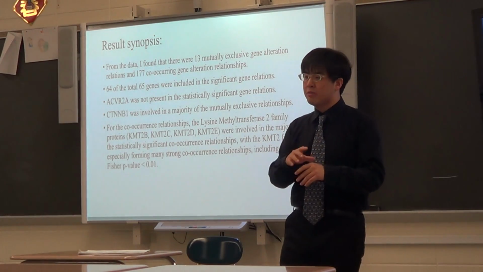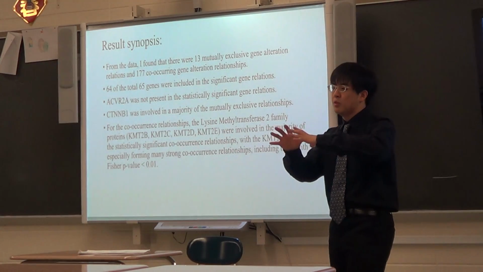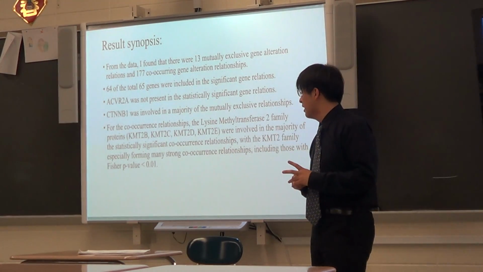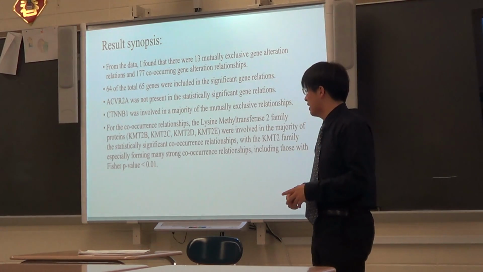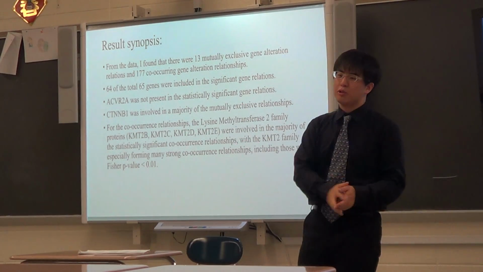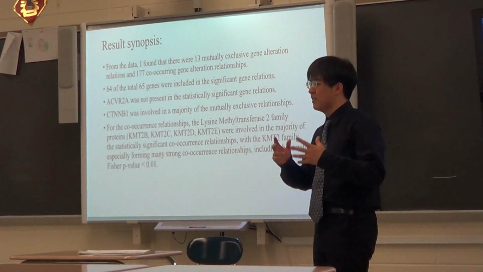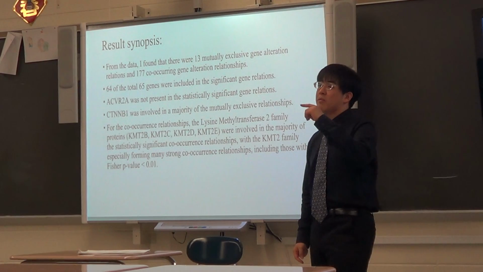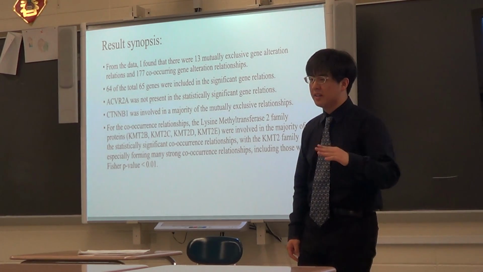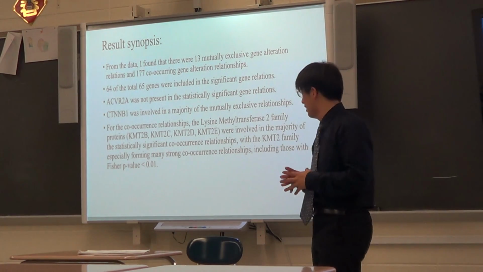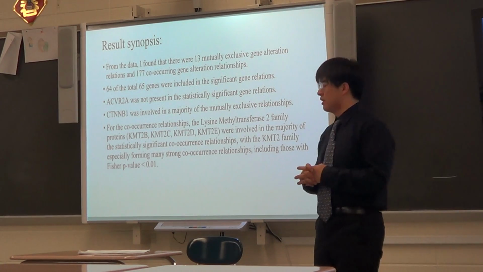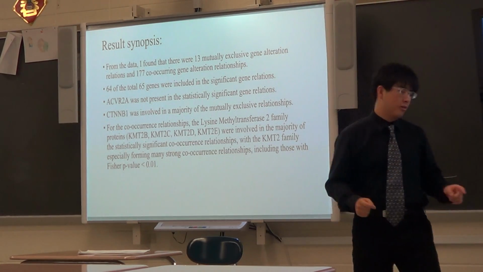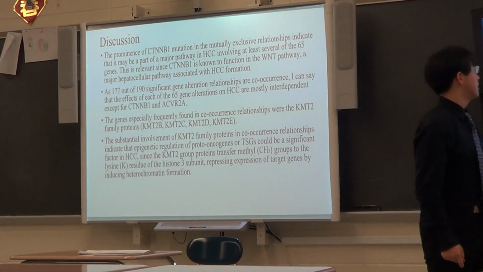And CTNNB1 was involved in a majority of the mutually exclusive relationships. And for the co-occurring relationships, the KMT2 group genes were really prominent, especially in the p-values less than 0.01. These genes were practically dominating the table. There are other genes that I'll further go into, but this is the result synopsis.